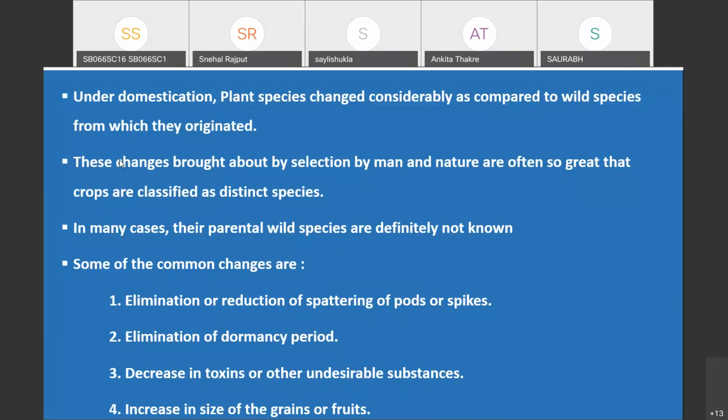Okay, then the second change, elimination of dormancy of seed. Okay, dormancy, it is the resting period within the plants. Okay, the elimination of dormancy in some of the plants due to the domestication, the dormancy or the resting period in the seed, it is completely eliminated. For example, moong, barley and the wheat.